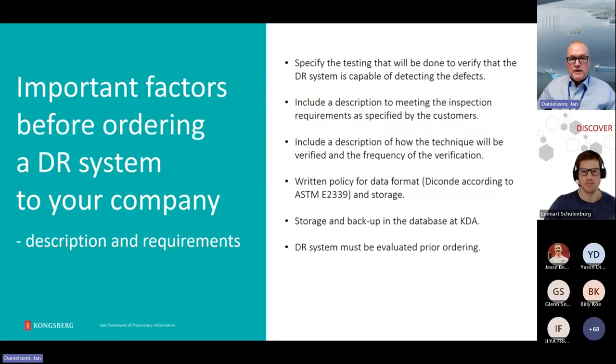The DR system must be evaluated prior to ordering. So it's important to test with test pieces at the manufacturer. You must be 100% sure. You can say confident that everything is in place, meets the customer requirements, test pieces are acceptable, etc., before you order a new non-film system. That was a lot of important factors that we went through before we ordered the new system.